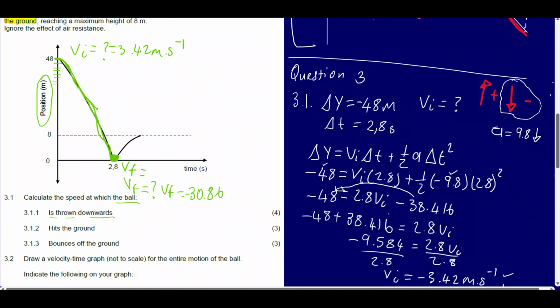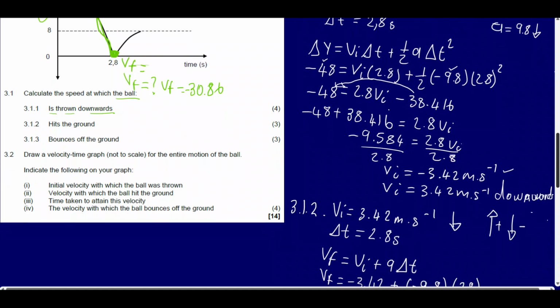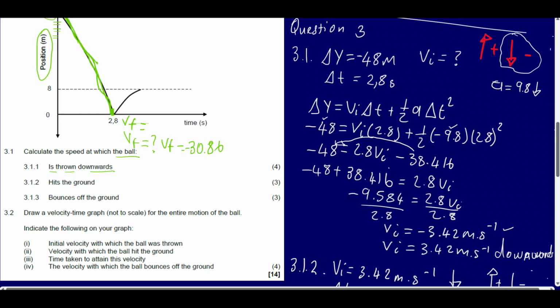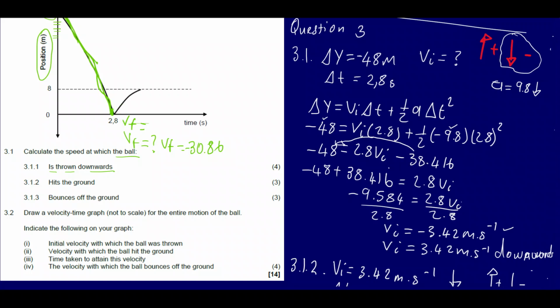So it makes sense to have such a huge number for the velocity that it's going to hit the ground with, because remember, it's coming all the way from a height of 48 meters to hit the ground. So that's the velocity it's going to hit the ground with. Now they want us to calculate the velocity that it's going to bounce off with.